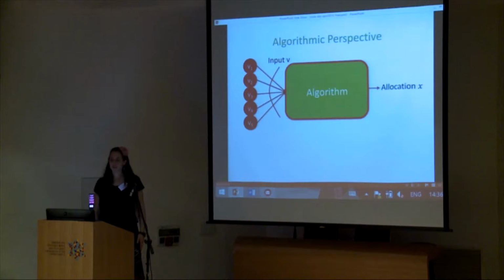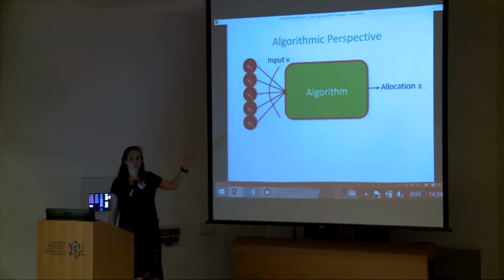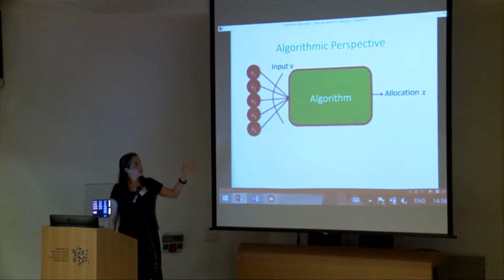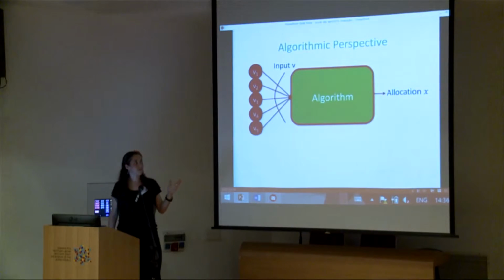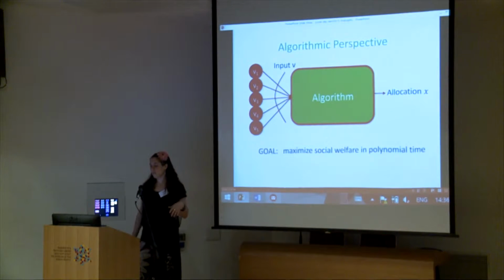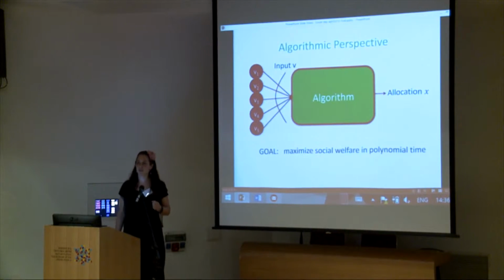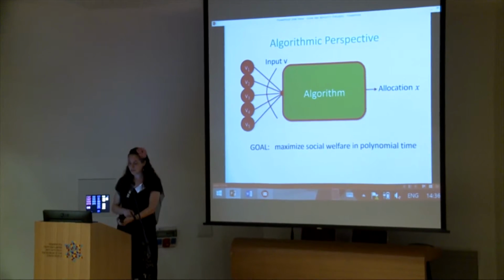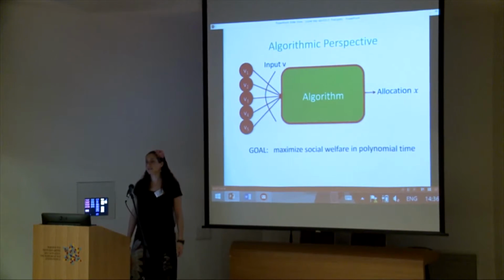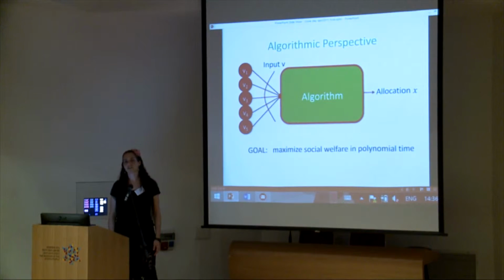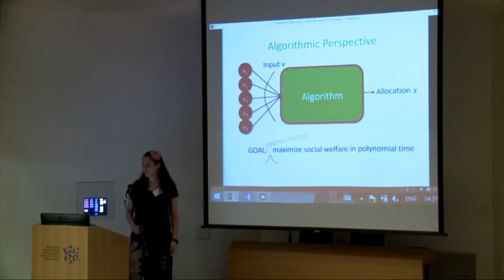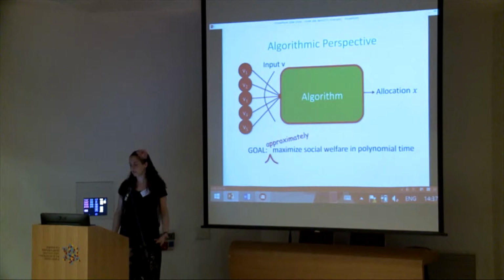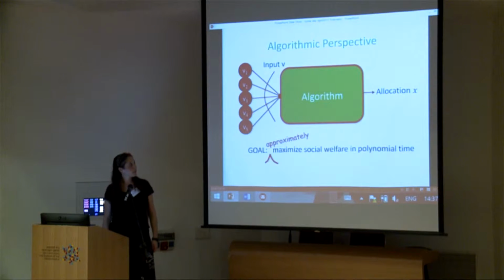From an algorithmic point of view, it's very simple. We have an input, which is the valuation functions of the agents. The algorithm gets these values as input and returns some allocation, where the goal, again, is to maximize social welfare in polynomial time. Remember, we are working here under computational constraints, so we want polynomial time. It's known that in the most general form, for general valuation functions, this problem can be computationally hard, so we're also happy with approximately optimal social welfare.